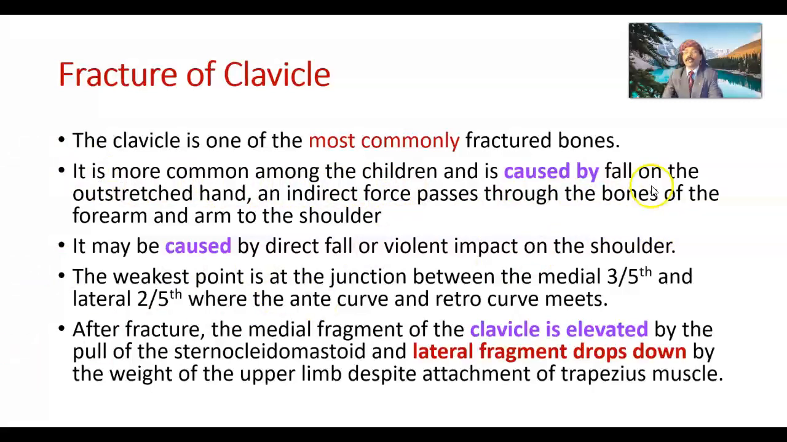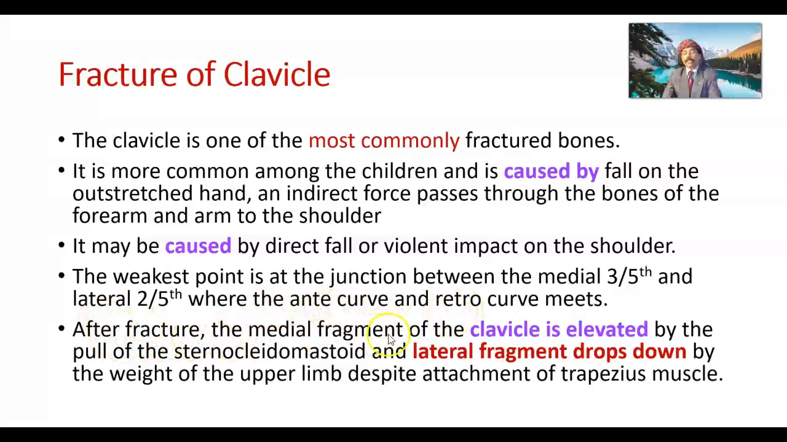It is caused by a fall on the outstretched hand. An indirect force passes through the bones of the forearm and arm to the shoulder. It may also be caused by a direct fall or violent impact on the shoulder. The weakest point is the junction between the medial 3/5 and the lateral 2/5, where the anterior curve and the retrocurve meet.